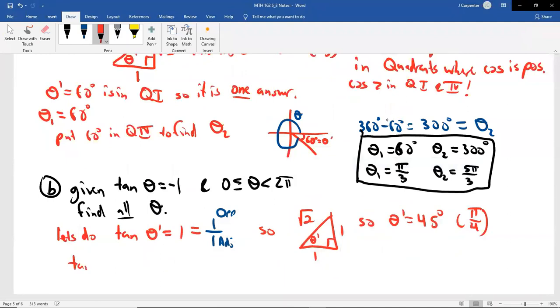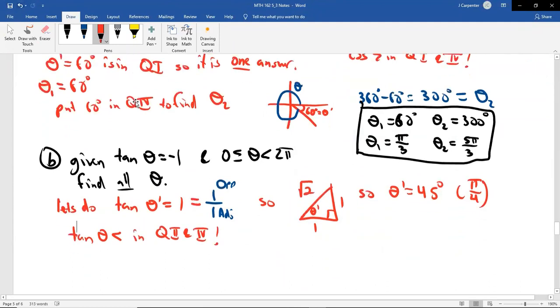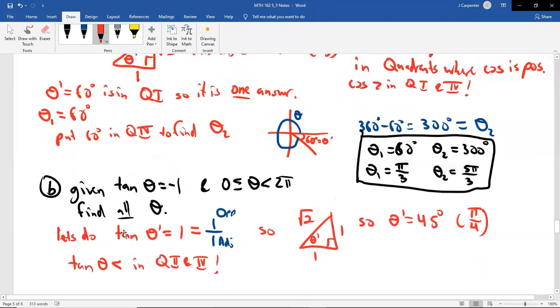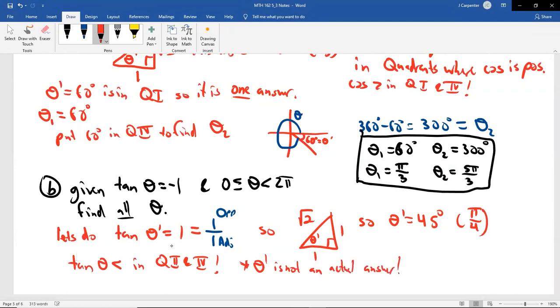So tangent of an angle is negative in quadrants 2 and 4. Last time the reference angle was one of the answers. That's not the case. Our answers are actually in quadrant 2 and 4, so we have to make sure we put our reference angle once in quadrant 2, then once in quadrant 4. So please note, theta prime is not an actual answer. We got to put it in quadrant 2 and 4.